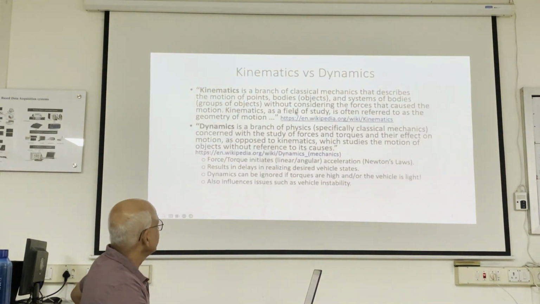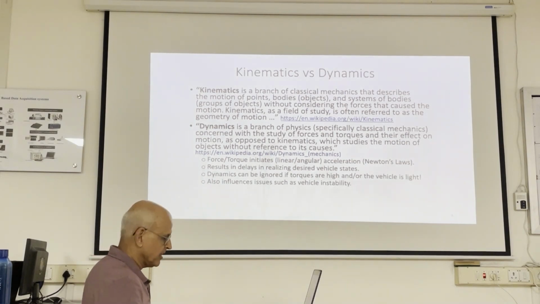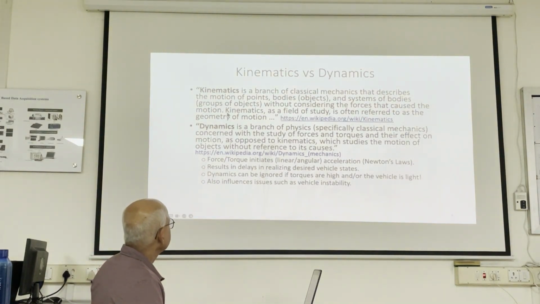So these are the formal definitions from Wikipedia. I'm not a mechanical engineer. There are probably much better definitions in a mechanical engineering textbook. So kinematics is a branch of classical mechanics that describes the motion of points, bodies, systems of bodies, without considering, forget all that stuff here. This is the most important. Without considering the forces that cause the motion.